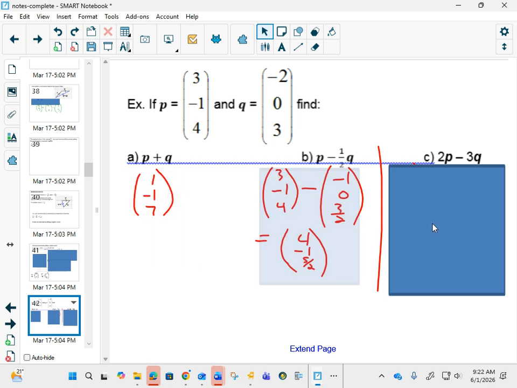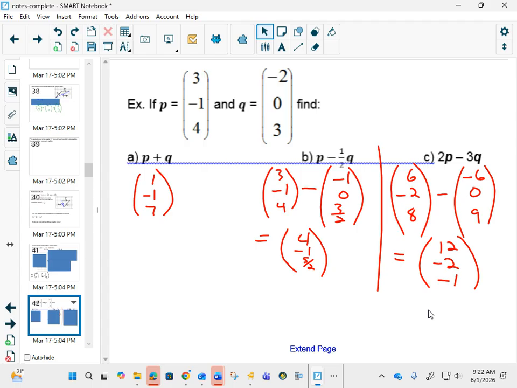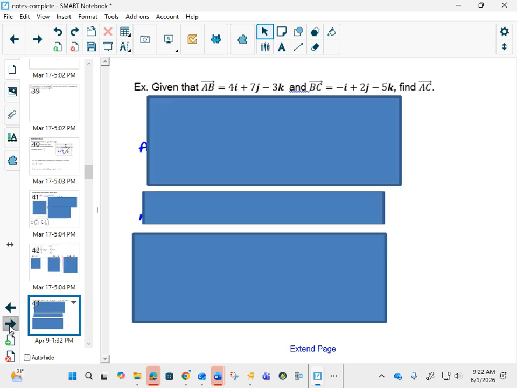Check how you did. Try this one on your own.